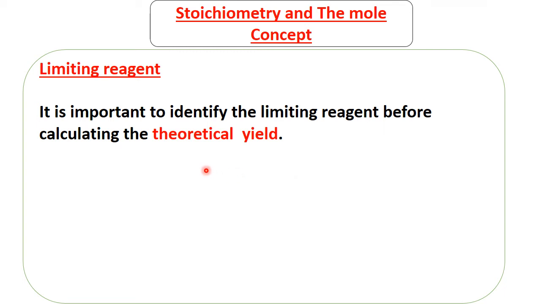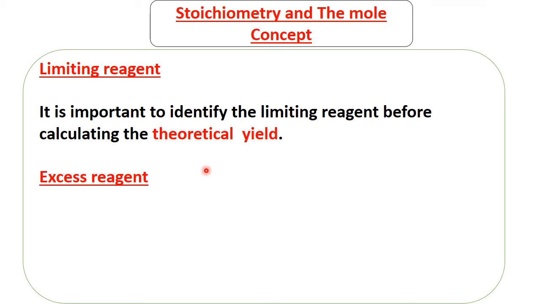What does theoretical yield mean? Theoretical yield is just the amount of products that are produced in a reaction by calculations. So when you do calculations, the amount of products produced is called the theoretical yield. It's not the actual yield or the practical yield, as we are going to learn later.